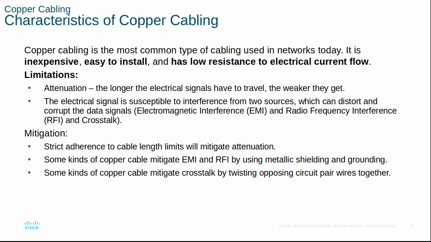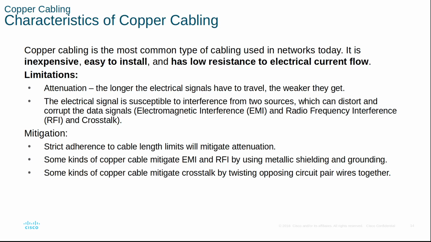Copper cabling has an attenuation length associated with it, which we're going to look at in a bit. So the longer the cables get, the weaker the signal gets. And they're also susceptible to interference from two sources, which can corrupt the data, it can distort it, and it can cause issues with your packets and make you have to resend data because it arrives at the other end in a corrupt format.